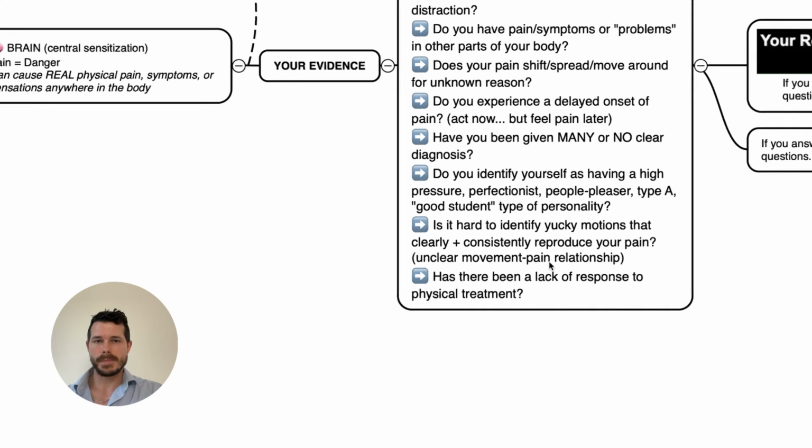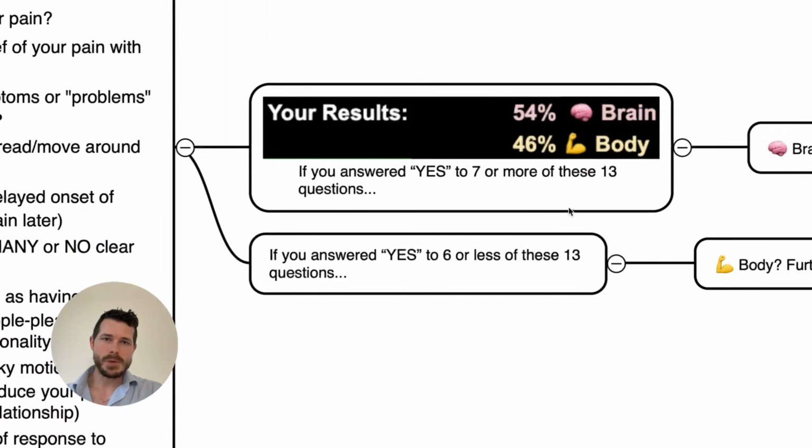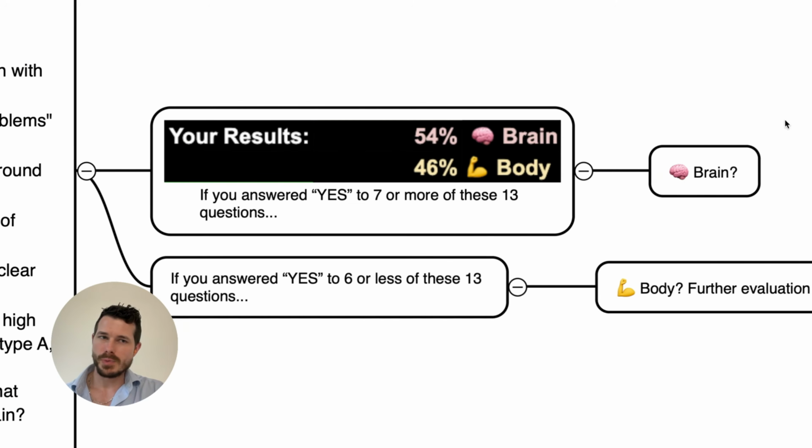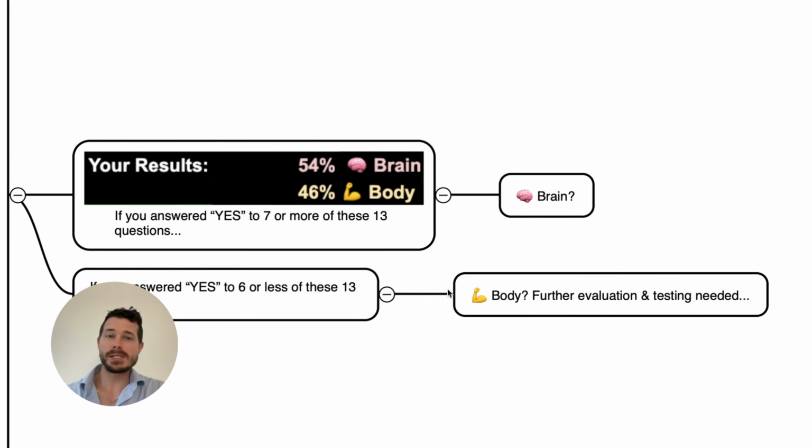So, to wrap this up, if you answered yes to 7 or more of these 13 questions, then the likelihood is pretty darn high that your symptoms are, at least in the majority, of the brain. Again, not made up, very real, but we need to retrain the way your brain or central nervous system responds to the symptoms instead of just trying to fix the body. If you answered yes to 6 or less of these 13 questions, then it still could be brain, but chances are it's more of a structural issue with the body. And if you have not discovered it at this point, further evaluation and testing would be needed.